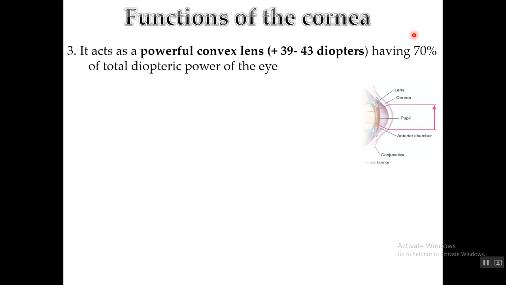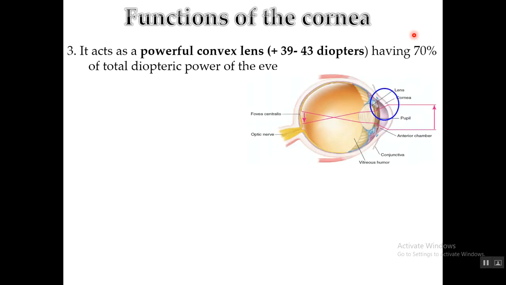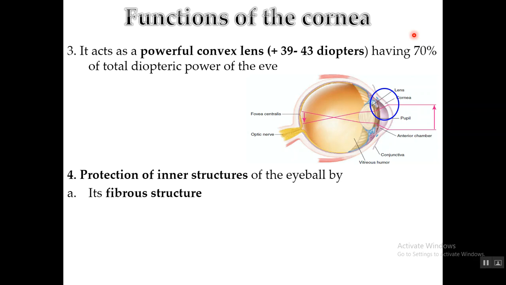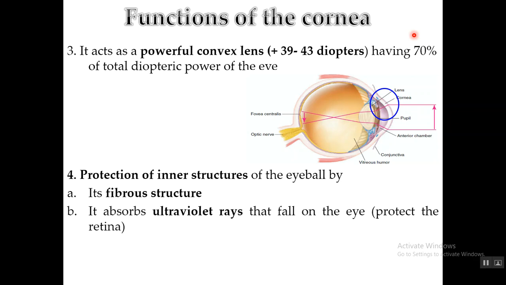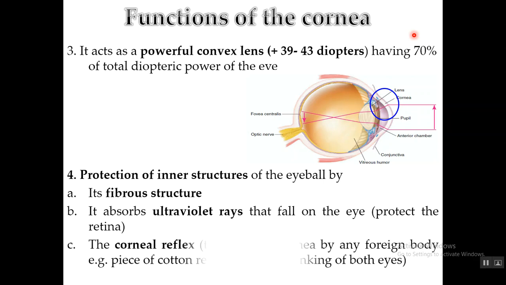What is meant by fixed? Fixed means no change. This is the main site for the refraction of the eye. Number 4, it protects the inner structures by its fibrous structure and absorbs the ultraviolet rays that fall on your eye, to protect your retina from ultraviolet rays. Number 3 is protective too: if you touch the cornea with any foreign object like a piece of cotton, it will produce a reflex blinking of both eyes to protect the eye. This is called the corneal reflex.